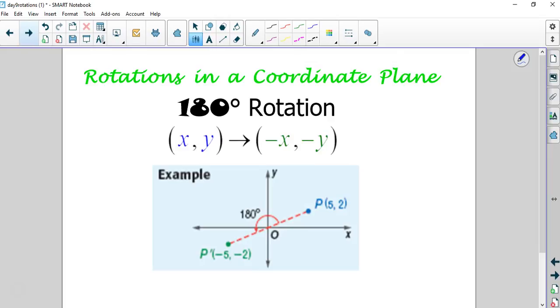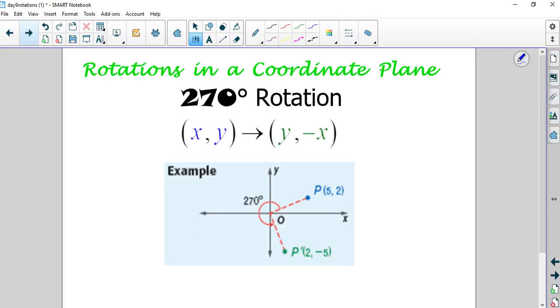With a 180-degree rotation, you don't switch places, you just do the opposite of each of them. And this will get better in practice. 270, now this time you switch them and take the opposite of x.